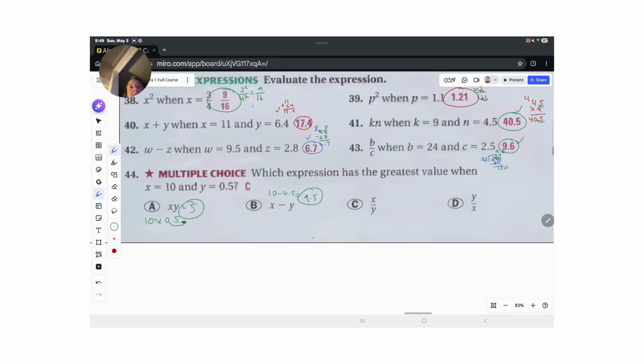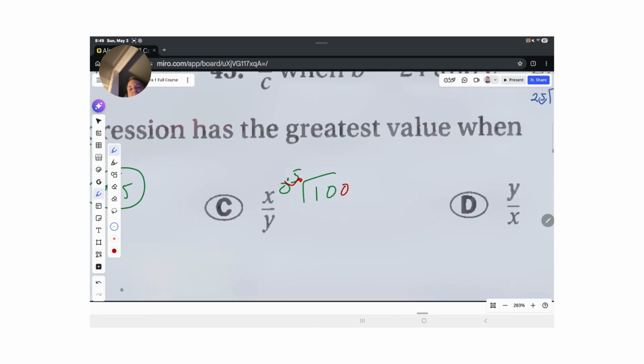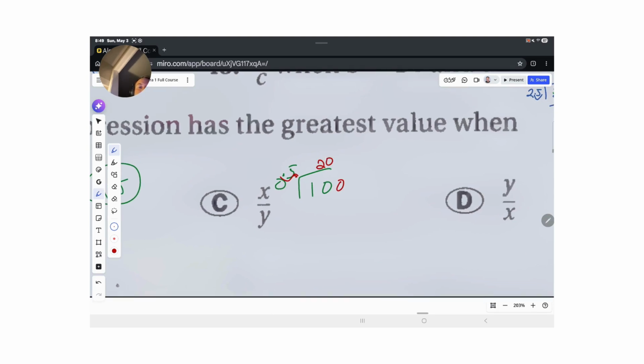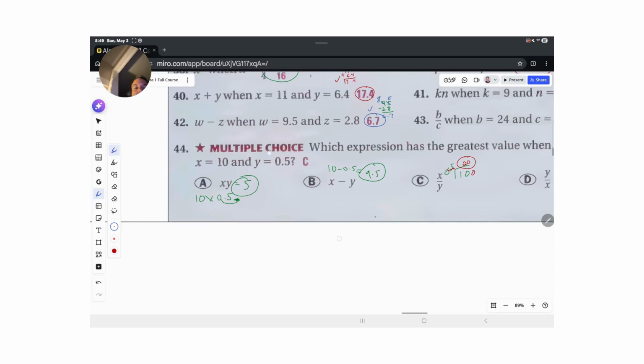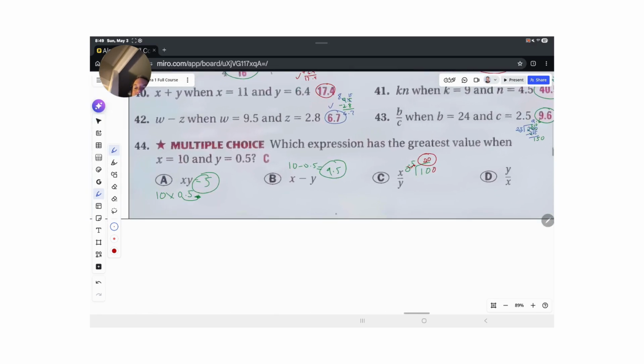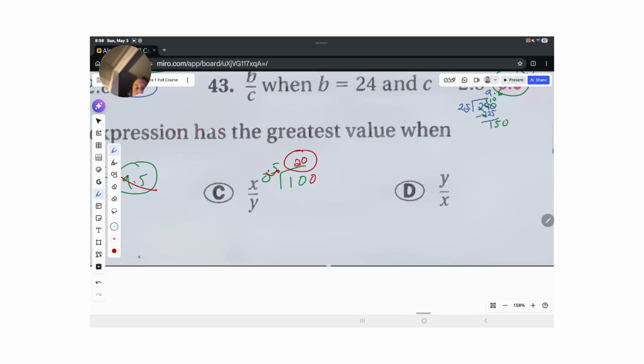C, x divided by y. What does that get us to? 10 divided by 0.5. We need to bring this decimal place over to the right once, which means we also need to do the same thing to our dividend. All right, how many times does 5 go into 100? 20 times 5, right? Okay, so 20 so far has our greatest value. So let's X out of these and compare 20 to D.